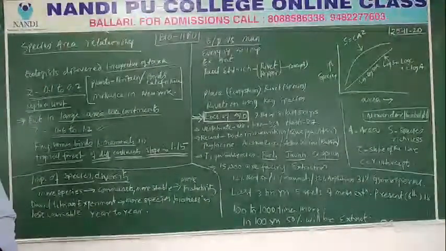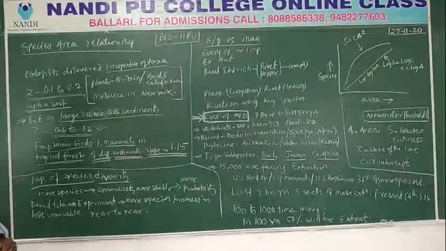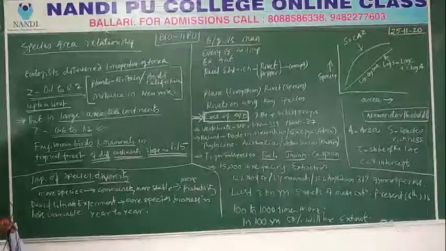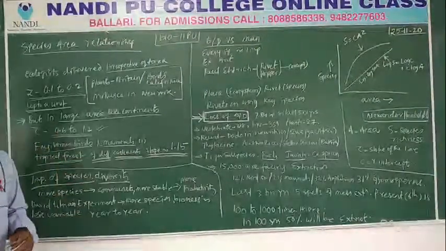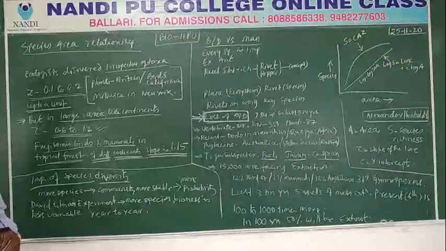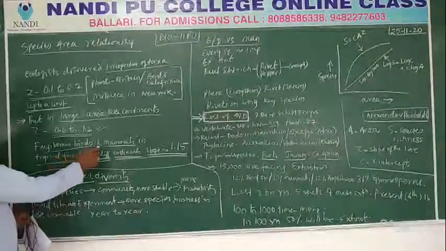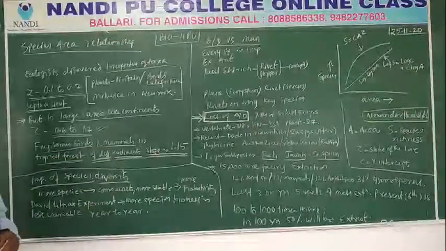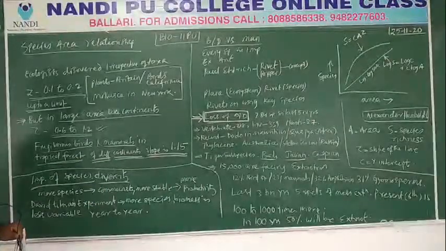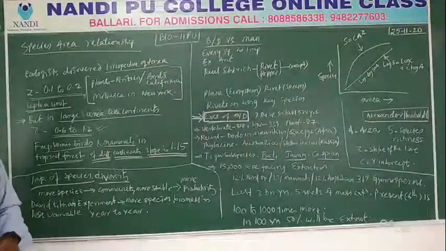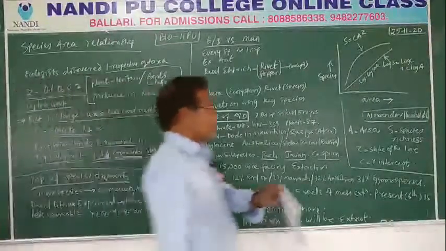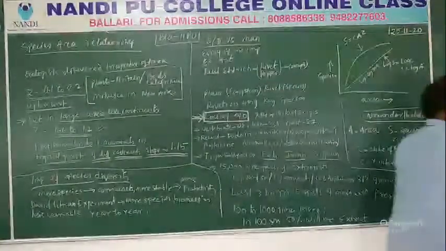1.15. See, much bigger, 1.15, much higher. So remember, in smaller regions the value will be less, but in the case of very large places like continents, the species richness to area value will be much more. Is that clear? Now after this we will see what the importance of this species richness is.